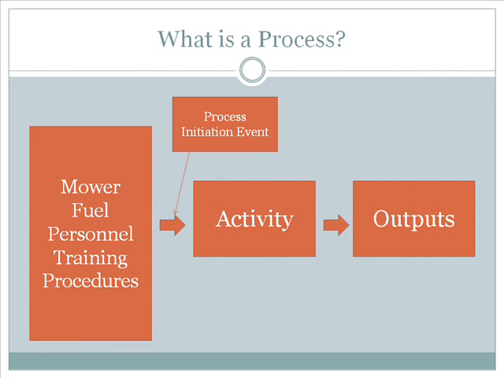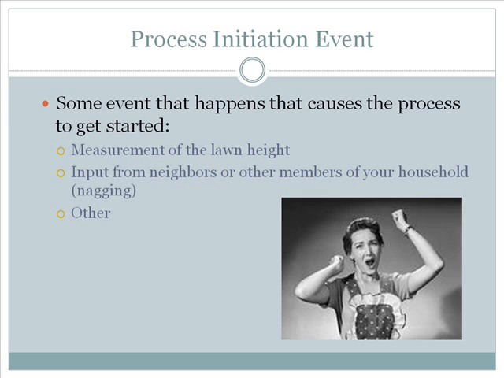Next, there's an event that starts the actual process. In a business, if you're lucky, this is usually a purchase order. Some customer wants some product or service. In lawn mowing, this may be initiated by some measurement of the lawn height or feedback from others around you.